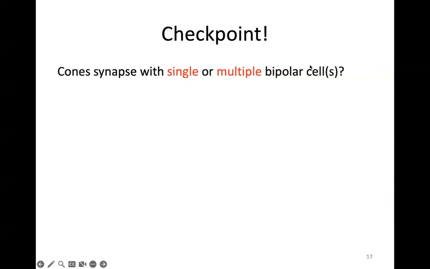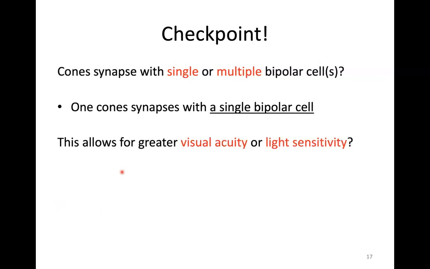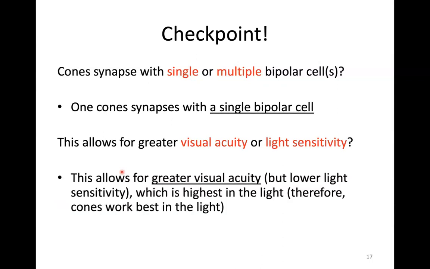Now, the next one, do cones synapse with a single or multiple bipolar cells? Cones synapse with a single bipolar cell. One cone synapses with a single bipolar cell. Does this allow for greater visual acuity or light sensitivity? The answer is it allows for greater visual acuity, but lower light sensitivity. Visual acuity is highest in greater light. Therefore, cones work best in the light.